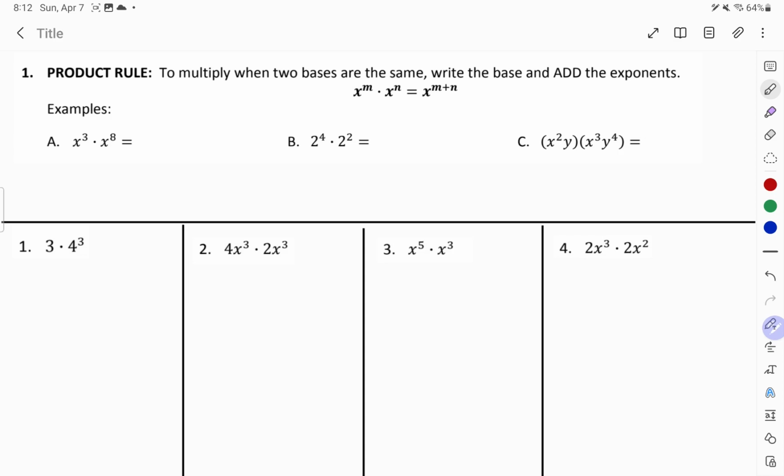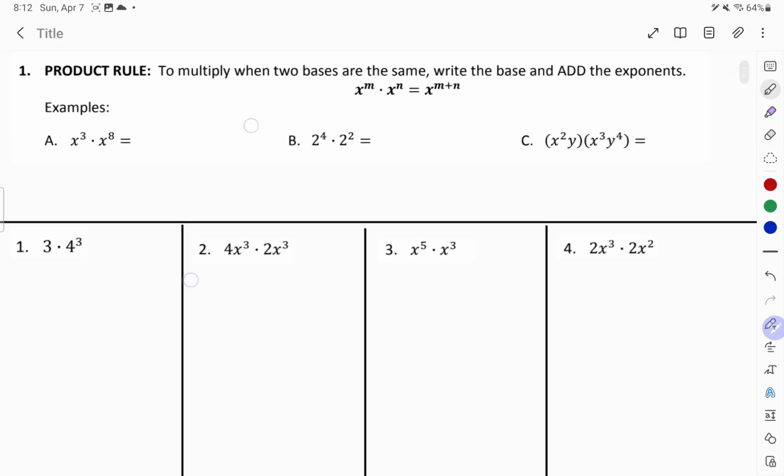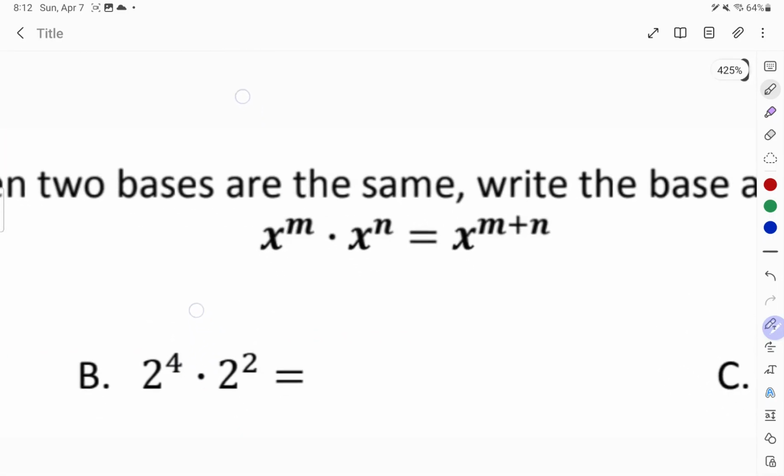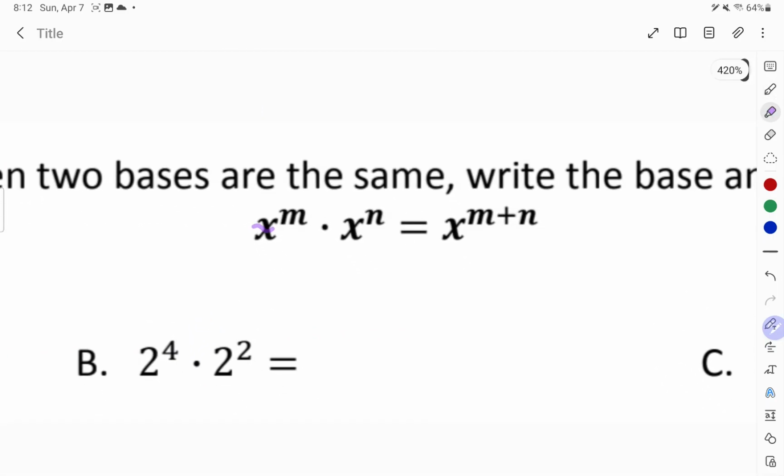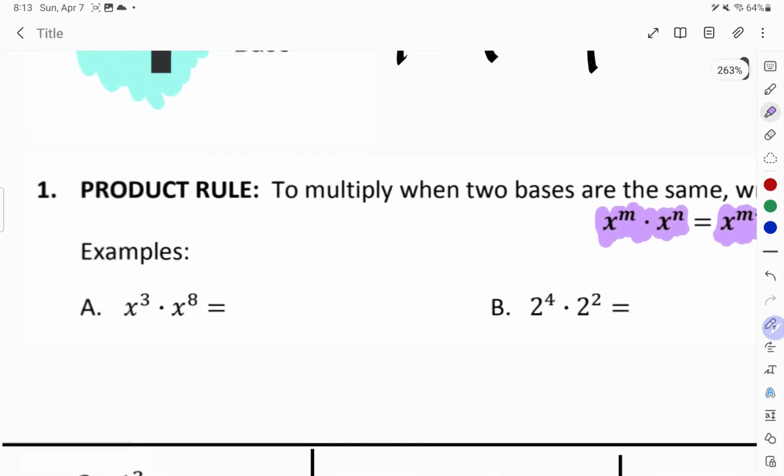Now, first things first, you can see the rule right here. I'm even going to highlight it that way you can see it. So this is exactly what we're talking about. I have the same base, right? But we have two numbers. We have number m and number n. What we're going to do, we're going to rewrite the base, and then we're going to add the exponents. So that's what we're going to be doing with the problems right below.